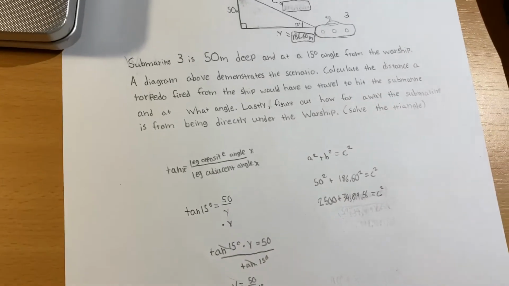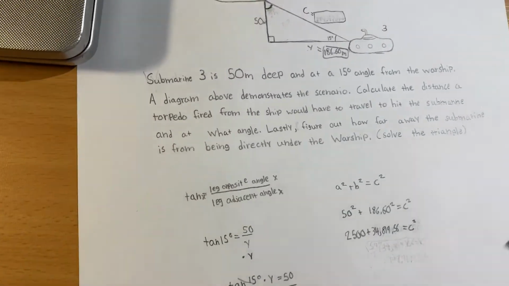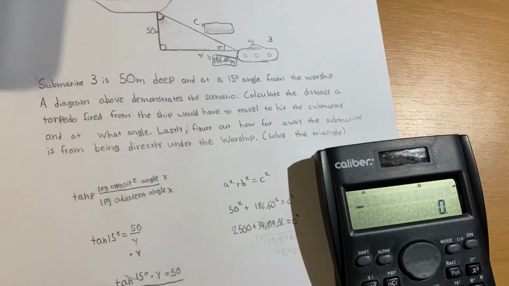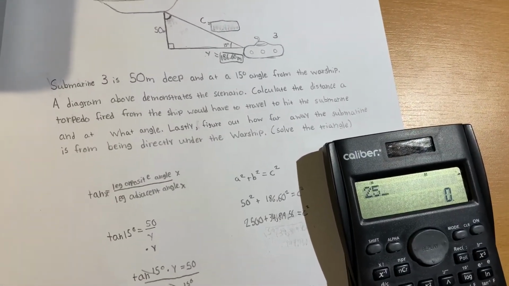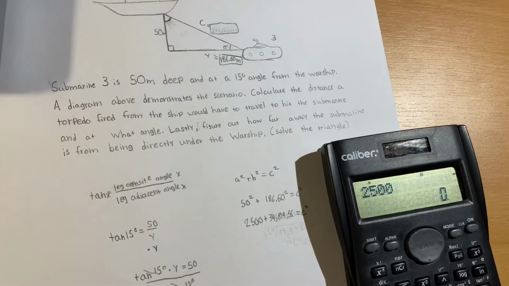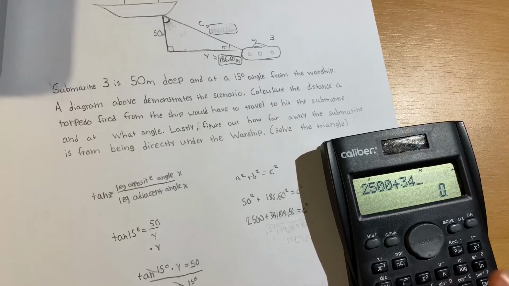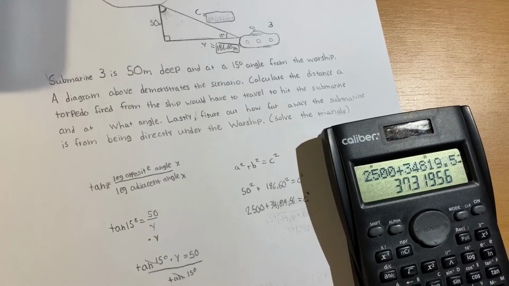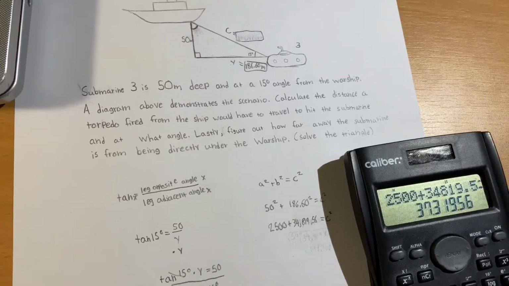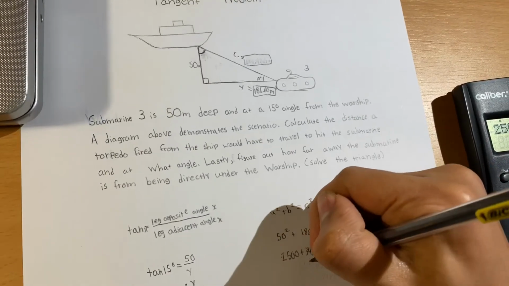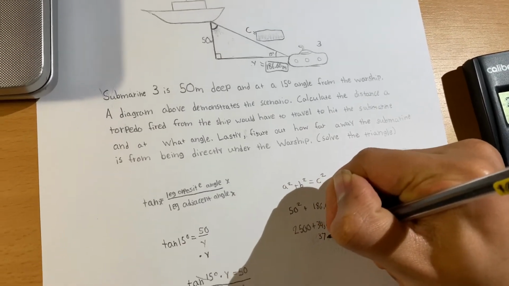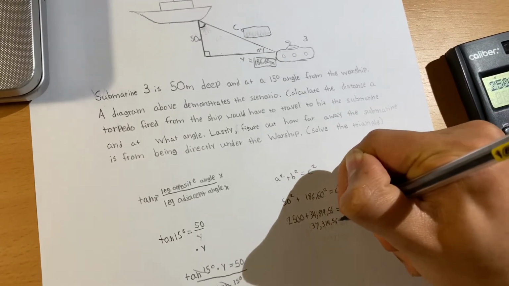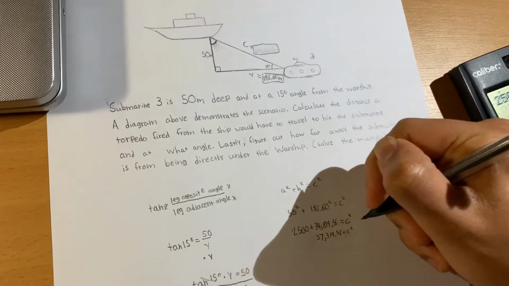It won't tell me just c, it'll tell me c squared. And we're looking for c. So all I have to do is go back to my calculator and just add those two values up. So that's 2,500 plus 34,819.56. That gives me 37,319.56. So 37,319.56 is equal to c squared.